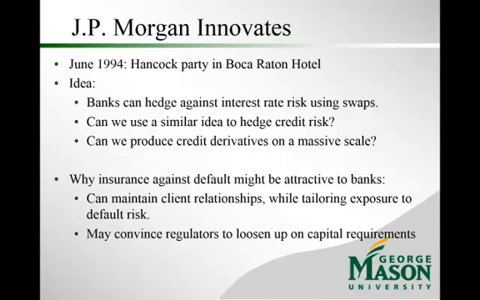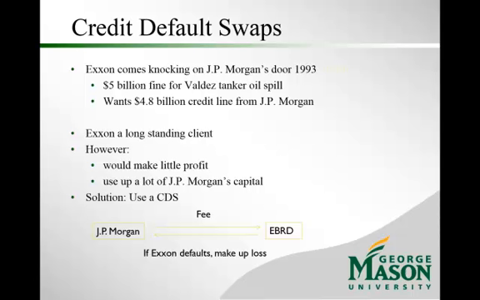And just to give you some examples of how that can work, JP Morgan in 1993 has this big client, which is Exxon. The Exxon Valdez tanker crashes up in Alaska, and they have a $5 billion fine to the government. It's going to cost a lot of money to clean up all the oil out of Alaska. And so they come to JP Morgan and say, we need essentially a $5 billion line of credit.